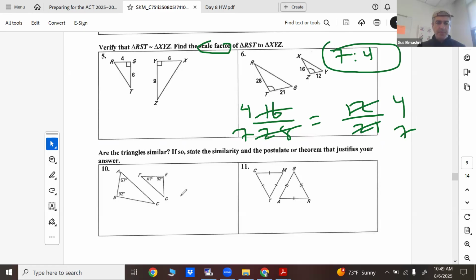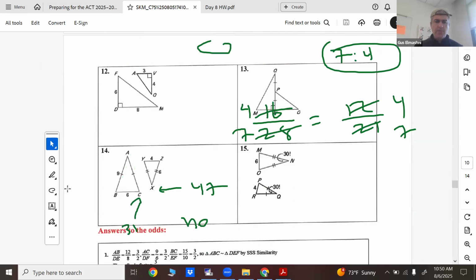For 10, we already saw this. We should know that's 33. No, hold on. 31 and 47. So the answer is no. Yeah, we already saw that one. And then 12 and 14.